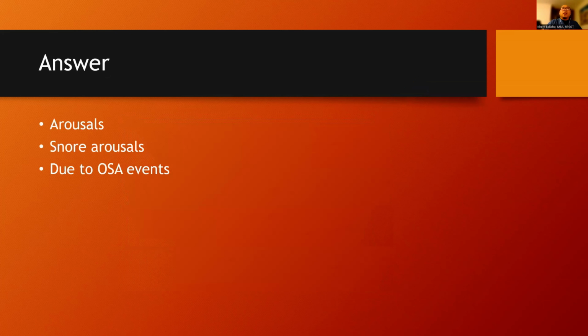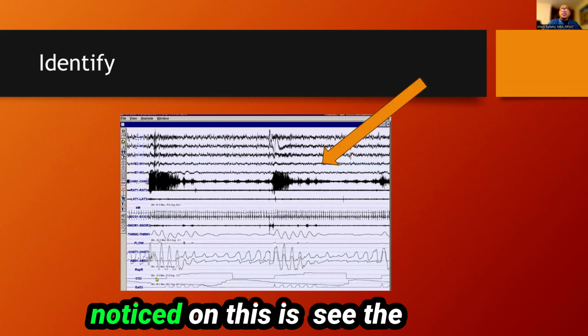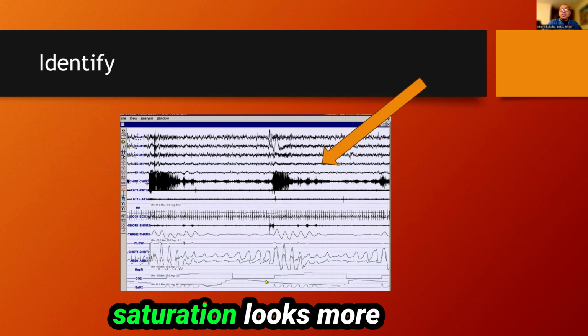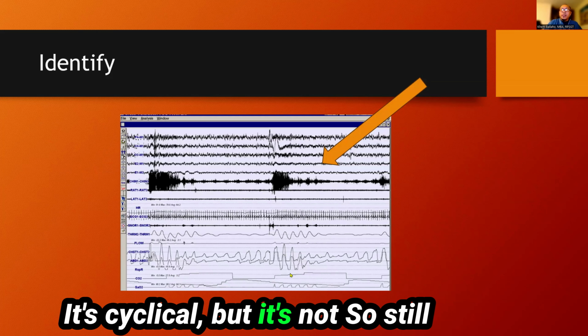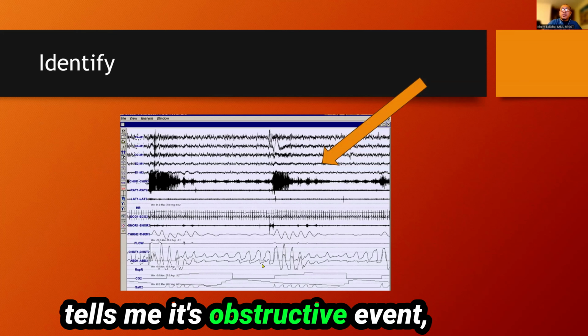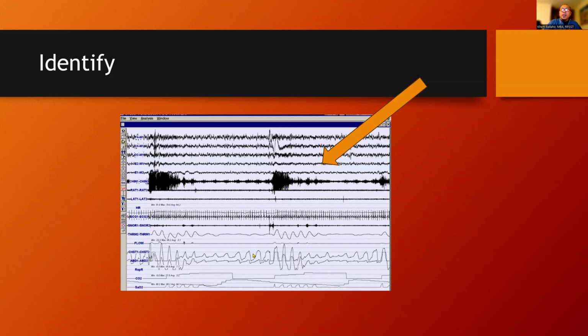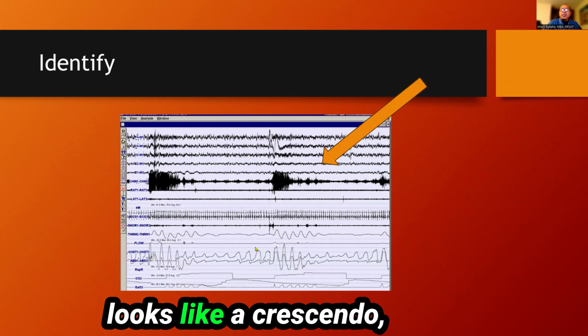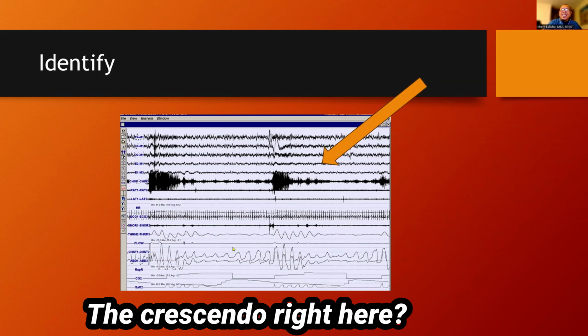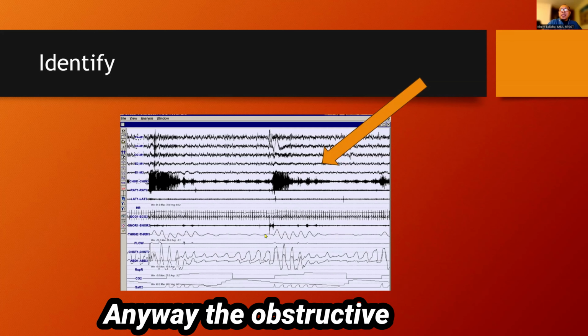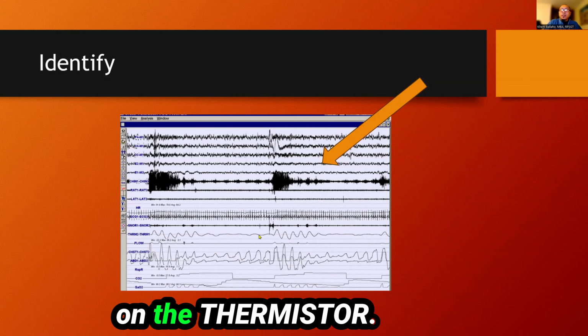Very good. Another thing that I noticed is that the saturation looks like an abrupt incline. It's cyclical, but it's not, so it still tells me it's an obstructive event. But the pattern here looks like a crescendo. Doesn't it look like a crescendo? Right here. Anyway, the obstructive event is more clear on the thermistor.